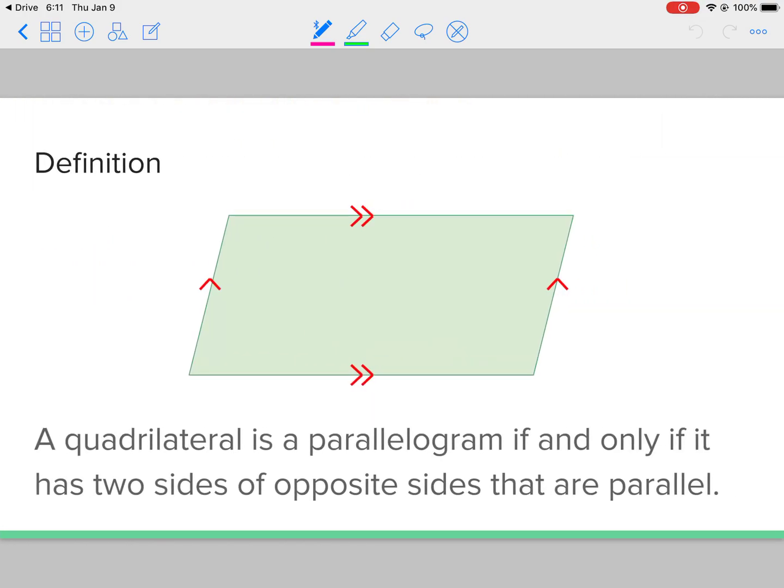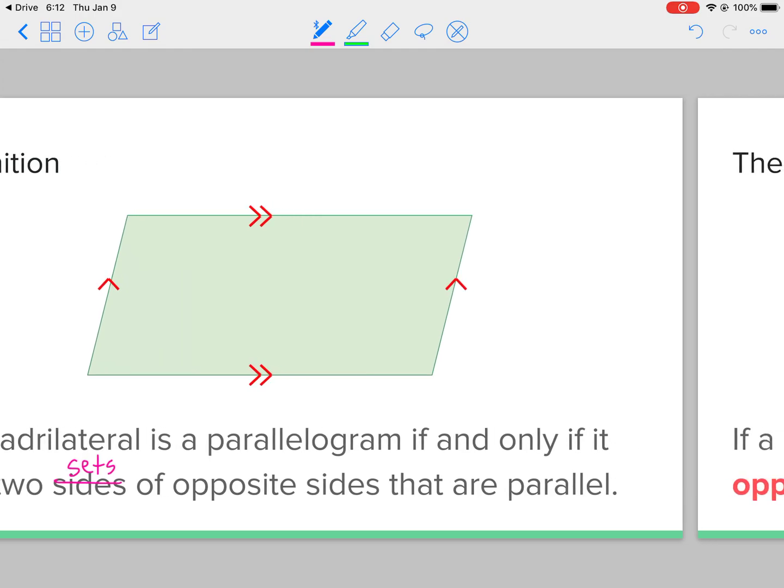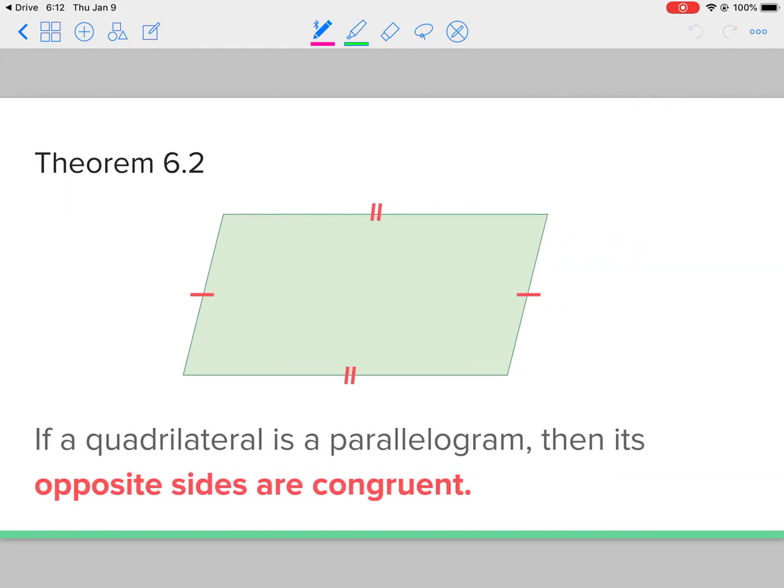So the first thing we're going to look at is the definition. A quadrilateral is a parallelogram if and only if it has two sets of opposite sides that are parallel. By the definition, this means that anything that is a parallelogram, the opposite sides are always going to be parallel, and there's two sets.